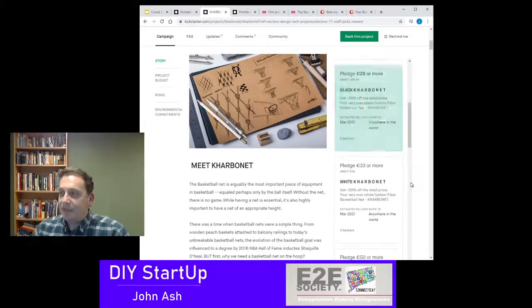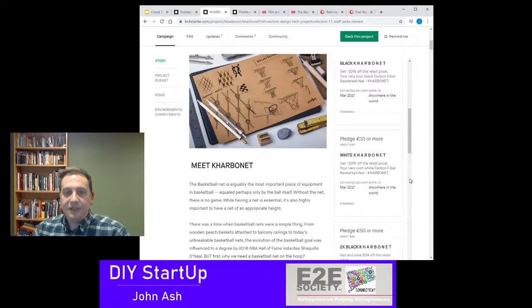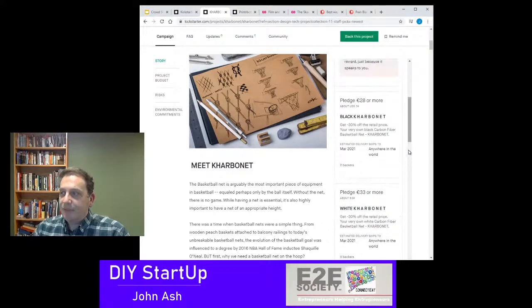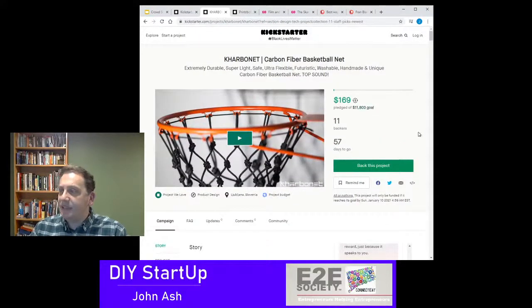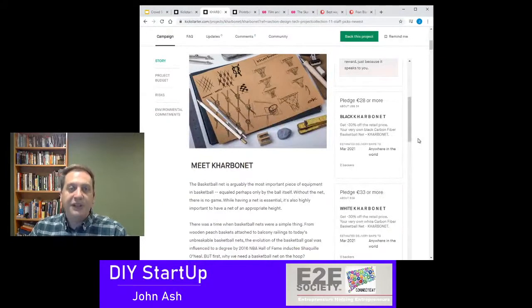to buy one. If you look at the side, there are all these things. Right here it says, pledge 33 euro or more to get a white carbon net. Pledge 28 euro or more to get a black carbon net. So if you want one of these carbon nets, you pledge 28 euro. That 28 euro goes in a bank account that Kickstarter holds, and a whole bunch of people pledge. Then if your campaign gets satisfied, if you raise the $11,803 goal, Kickstarter pays you the money, and then you get to start manufacturing whatever you're going to manufacture.